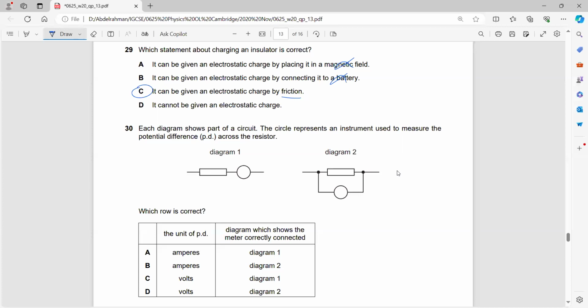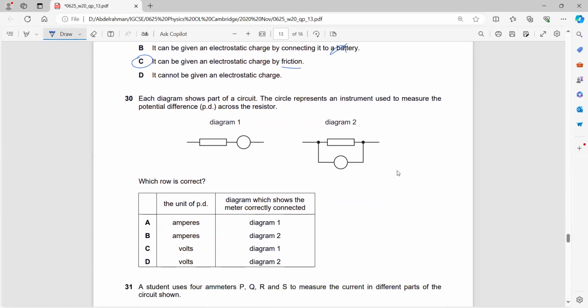Each diagram shows part of a circuit. The circle represents an instrument. Which row is correct? We need to measure the potential difference, and give its unit. Potential difference is the voltage. It has to be measured in volts. Which diagram is correctly shown? Diagram 2, because it has to be in parallel.